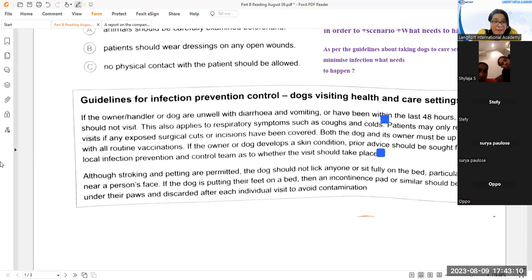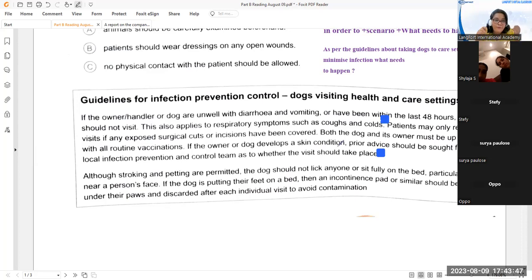Okay, then they are saying, if the patient that the dog or the owner are visiting has any surgical cut or incisions, then they need to cover it up. Only then can they have visitors who are dogs or the owner of a dog. Their surgical cuts or incisions need to be covered. Now, both the dog and the owner must be up to date with all their vaccinations. If the owner or the dog has any kind of skin condition, they need to get advice from a local infection prevention and control team before the visit takes place.